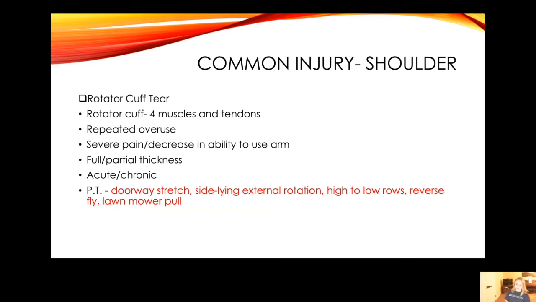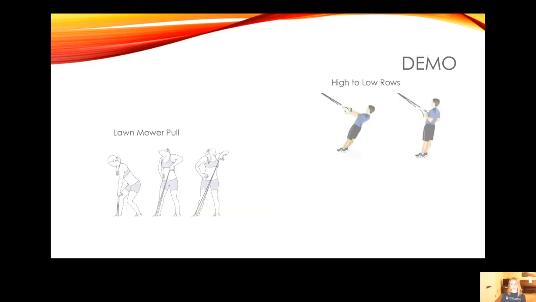Exercises you can do to rebuild the strength are doorway stretches, side lying external rotation, high to low rows, reverse flies, and lawnmower pulls with a resistance band. Here you see the high to low pull, rows and the lawnmower pulls.